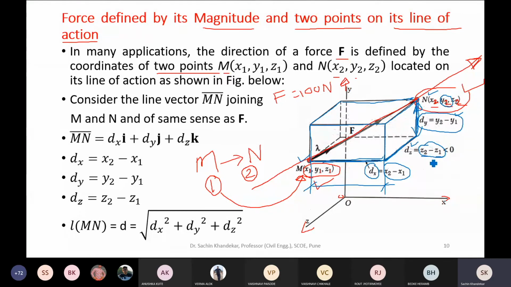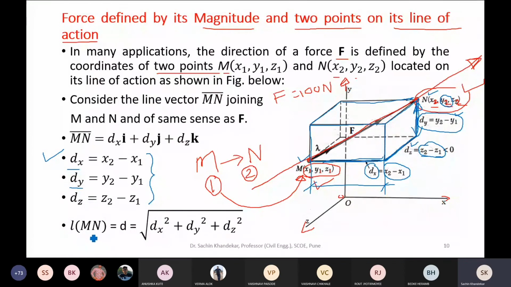Otherwise, if z1 is equal to z2, then it will be converted into a two-dimensional case. Okay, fine. So dx is x2 minus x1, dy is y2 minus y1, and dz is z2 minus z1. Very simple to remember.